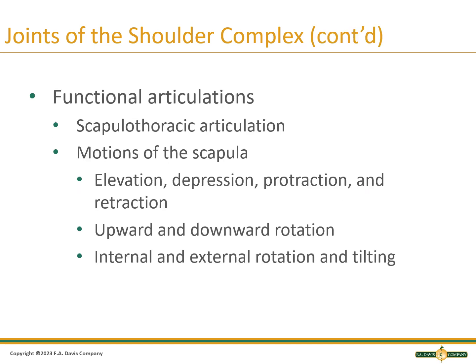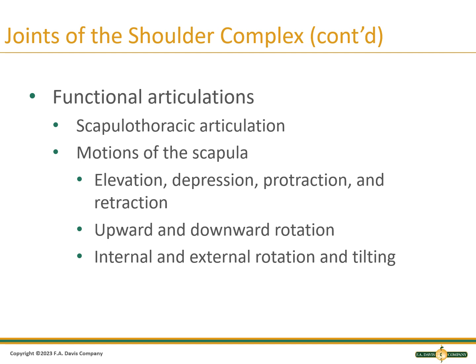If we look at these articulations functionally, we have the scapulothoracic joint and the shoulder joint. So the scapulothoracic articulation is the scapula sitting on the thoracic spine. Our motions of the scapula include elevation, depression, protraction, and retraction. We know that we need upward and downward rotation for appropriate flexion and extension movements. So upward rotation coincides with shoulder flexion, downward rotation coincides with shoulder extension.